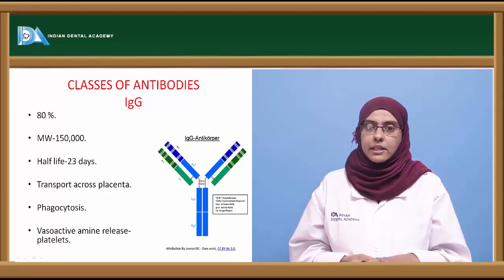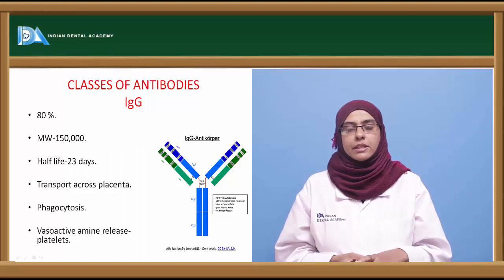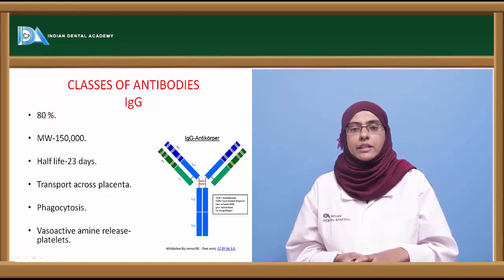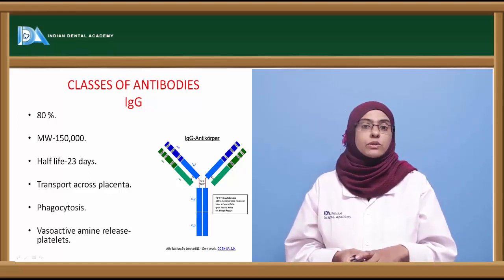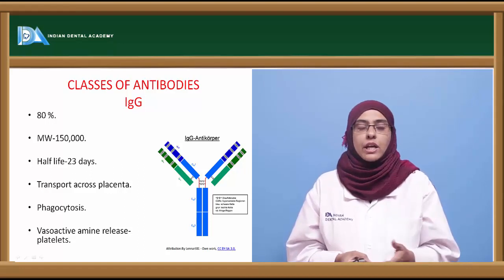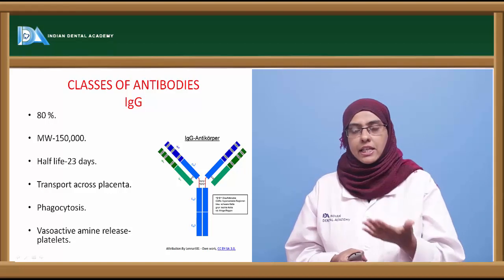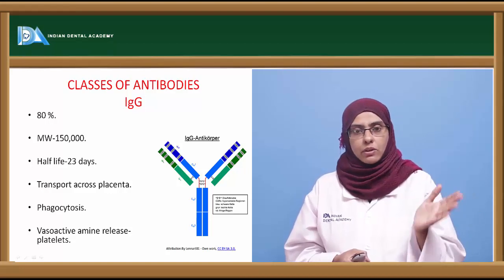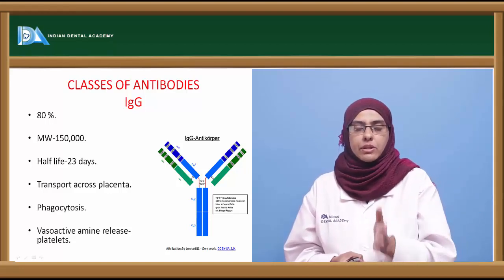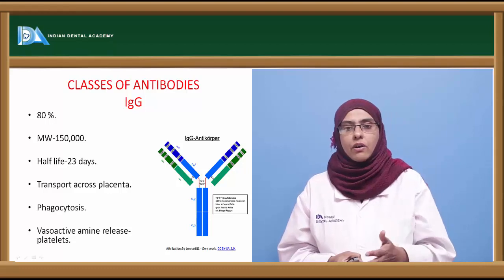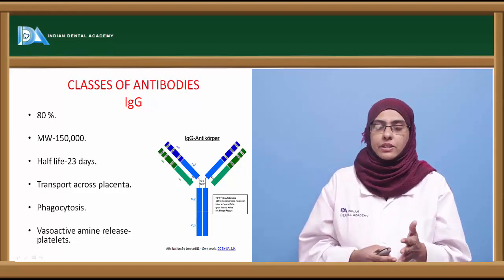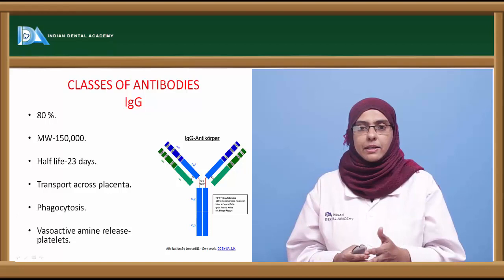And it is the only antibody that has the ability to cross the placenta and provide immunity to the fetus, who is not able to produce its own immune response. So during pregnancy, it is the antibody that crosses the placenta, reaches the fetus and protects the fetus against a variety of infections such as rubella, and intrauterine infections caused by different types of diseases.